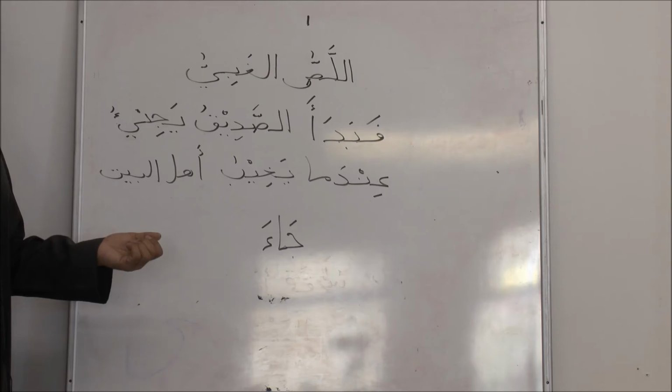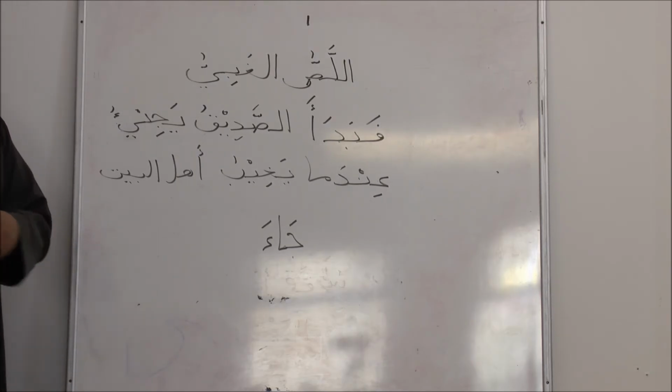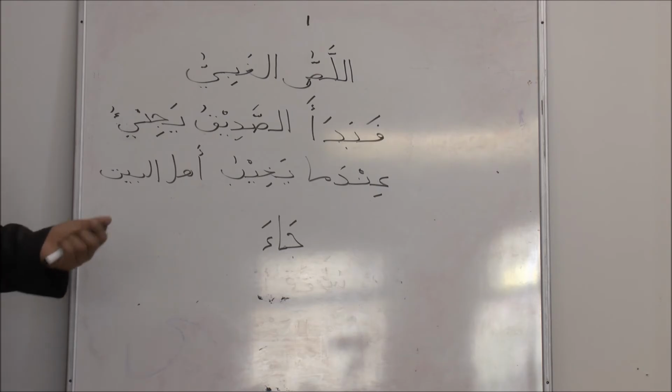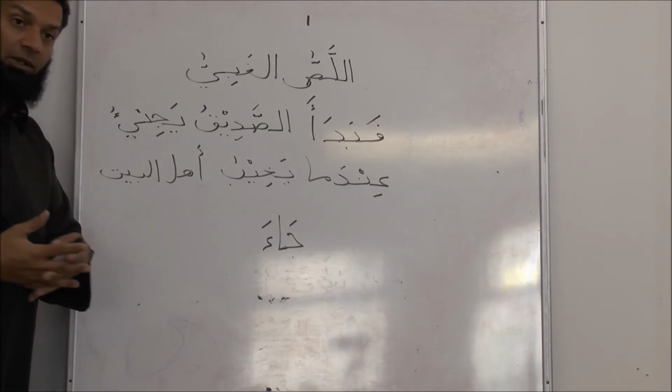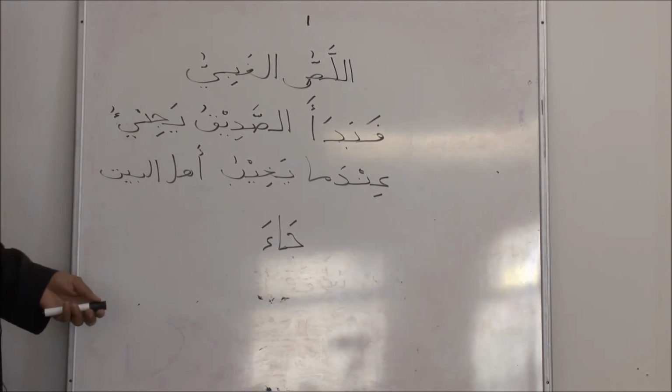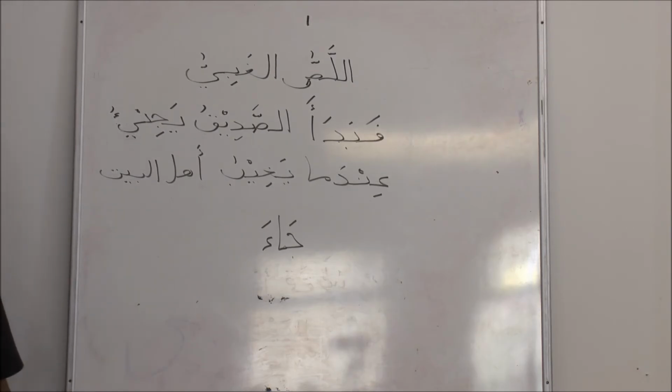وَجَاءَ رَجُلٌ مِنْ أَقْصَى الْمَدِينَةِ in Surah Yasin. Ja'a rajul occurs frequently. That's why I said Ja'a, ya Ahsan. So Ja'a is the past, he came. So what's the present?